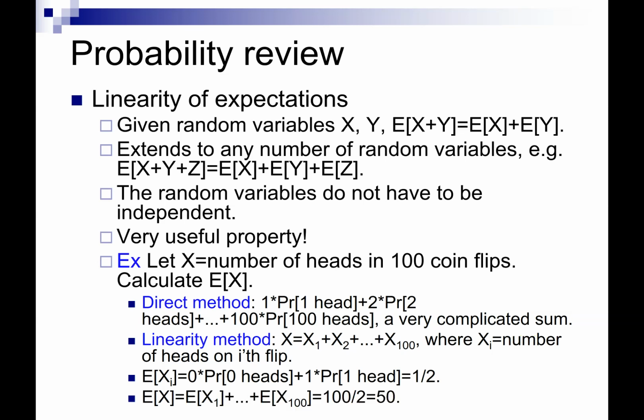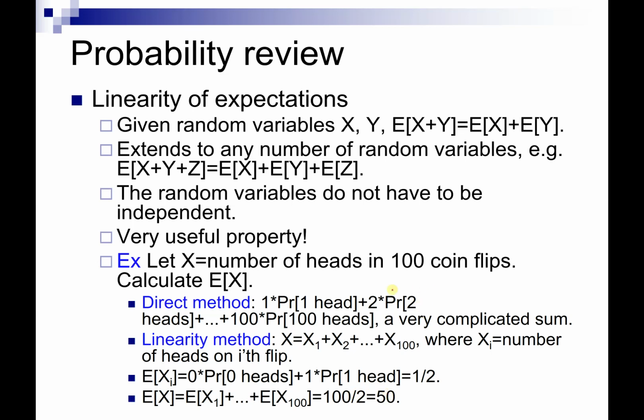Okay, and now we can invoke linearity of expectation. And we can say that the expectation of X is equal to the sum of these individual expectations. And we know that each of these individual ones is just going to be 1/2, right? Each of these individual things is 1/2, and we have 100 of them. And so therefore, the expected number of heads is going to be 50.